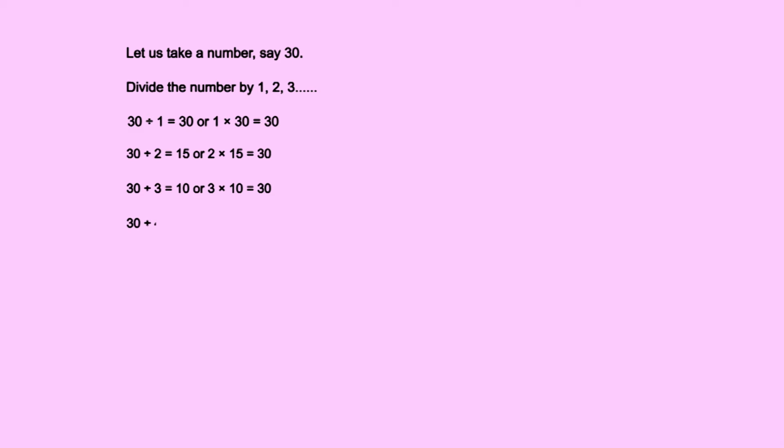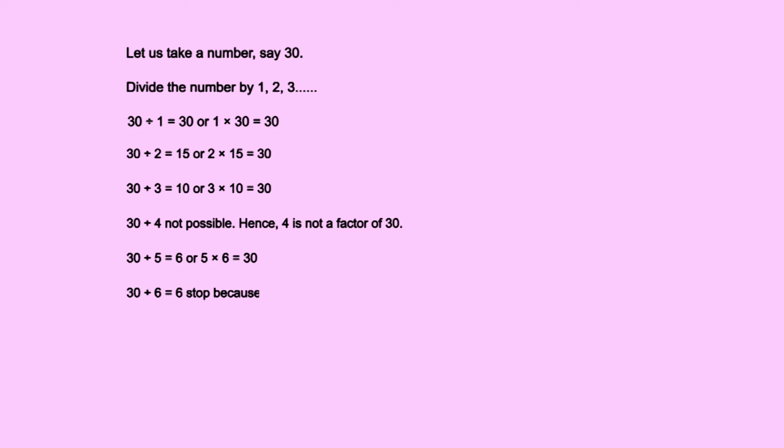30 divided by 4, not possible. Hence, 4 is not a factor of 30. 30 divided by 5 is equal to 6, or 5 into 6 is equal to 30. 30 divided by 6, stop, because we have already found 6 as a factor of 30. So 1, 2, 3, 5, 6, 10 and 30 are all factors of 30.